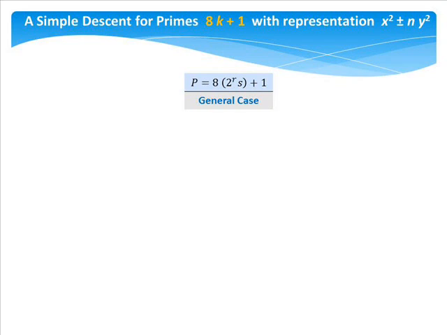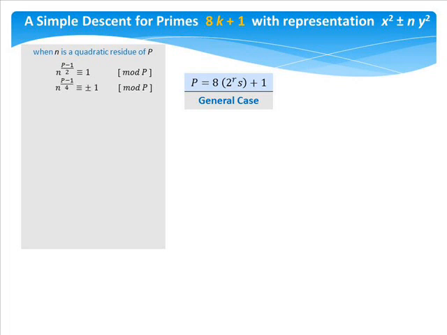Well, now it's time to examine the general case for primes 8k plus 1. When n is a quadratic residue of p, then n raised to p minus 1 over 2 is congruent to 1 modulus p. Consequently, p divides either n raised to p minus 1 over 4 plus 1 or minus 1. We proceed by multiplying both sides of the congruence by n raised to 2 raised to r plus 1.